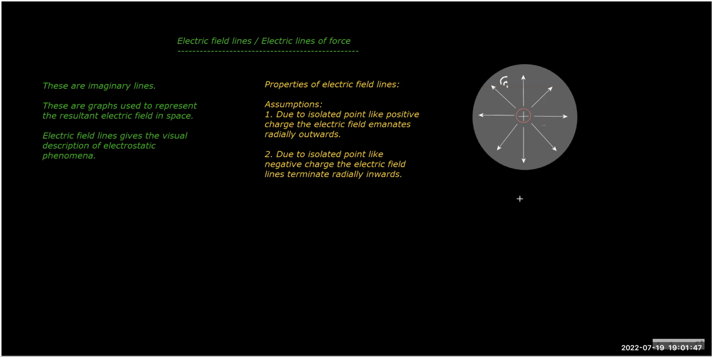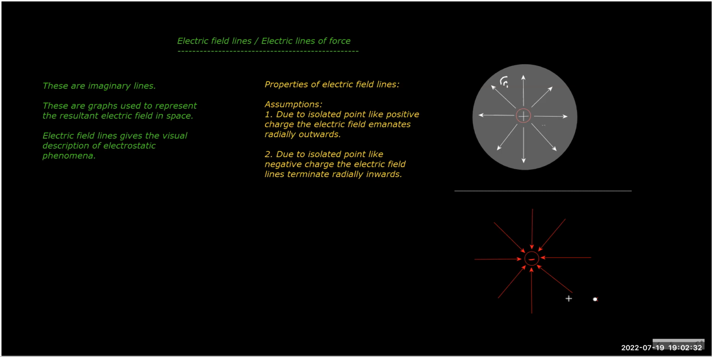Now the other assumption is, similarly, if you have an isolated negative charge, what will happen? If you have an isolated point-like negative charge, then all lines of force will terminate radially inward. It will end here. So the negative charge is like a sink, and the positive charge is like a source. And the domain of lines of force is between the sink and the source.